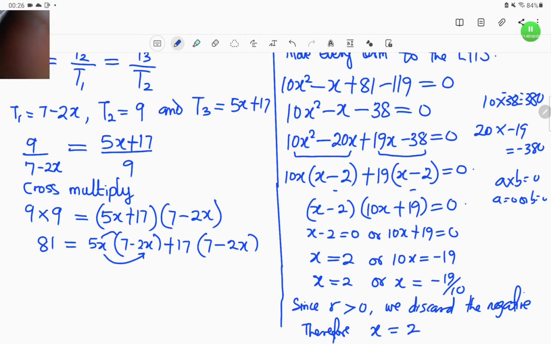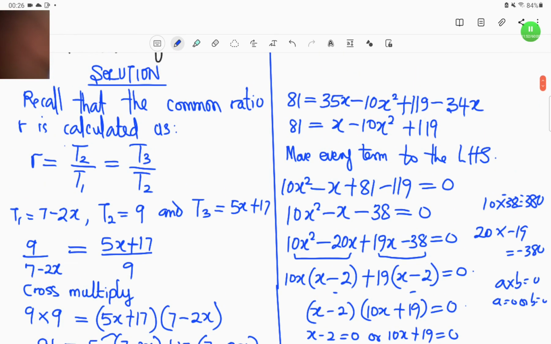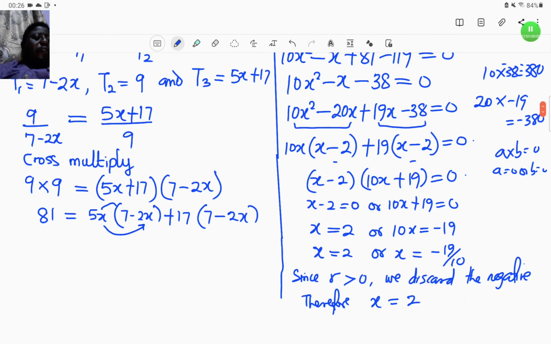Try as much as possible to take your WAEC past questions, look at this solution, and you practice on your own. With this, you are already preparing for WAEC. You are not just preparing for WAEC, you are preparing to have A1 in mathematics. This is just a solution to question 1A. The solution to question 1B is coming in few minutes time.